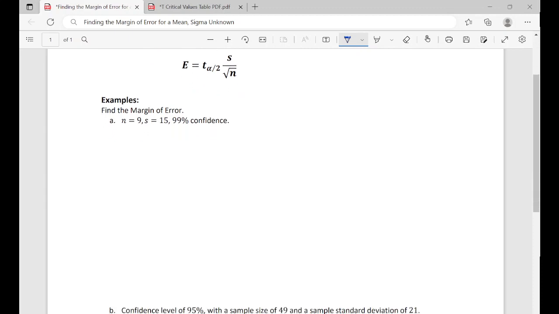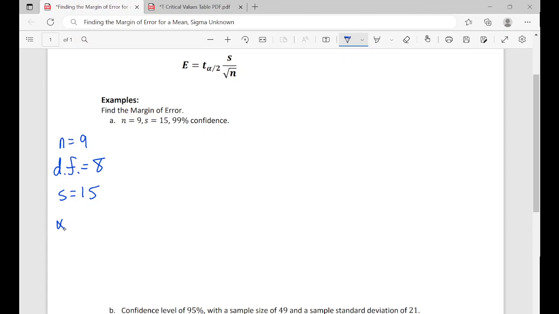So let's look at examples. Find the margin of error when n is 9, s is 15, and we are 99% confident. So we know n is 9, but since we're dealing with t, we also need to know what our degrees of freedom are. Degrees of freedom are always 1 less than n, so it will be 8. s, our sample standard deviation, is going to be 15, and we still need to find our alpha over 2, which we find from our confidence.